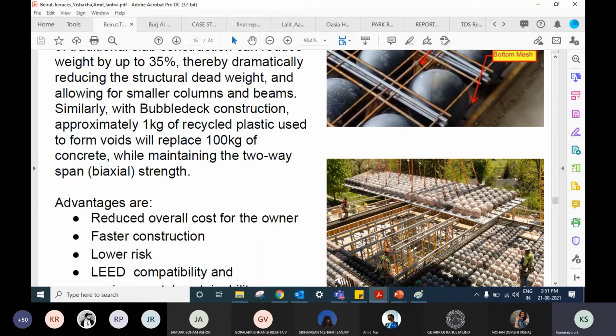Why I'm repeatedly coming to this question is that a voided slab reduces the structural dead weight. Now, how is it possible? It reduces because obviously you're not putting in concrete everywhere. You have voids inside them. Can you please explain how it's possible to use a voided slab instead of a solid slab structurally? Structurally, you don't see any weakness.